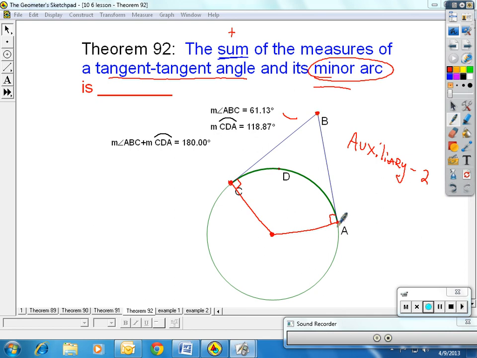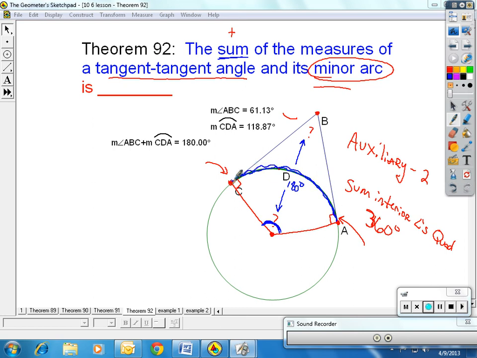I have created a quadrilateral here. This is a quadrilateral, and I know that the sum of the interior angles of a quad is 360 degrees. So if these two angles sum to 180, what does this one and that one have to sum to? 180 as well. So this one plus this one has got to add to 180 degrees. And there we have it. Since this central angle is the same measure as this arc, then we must have a minor arc that sums with that angle to be 180 degrees.